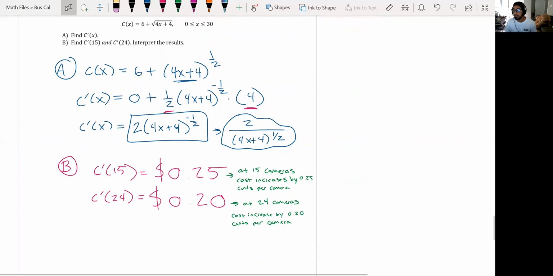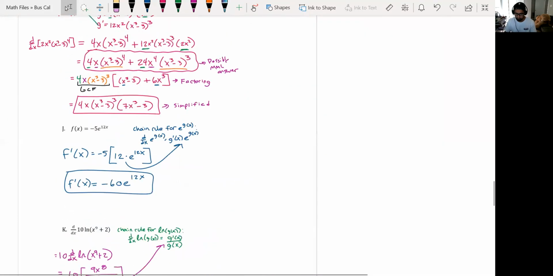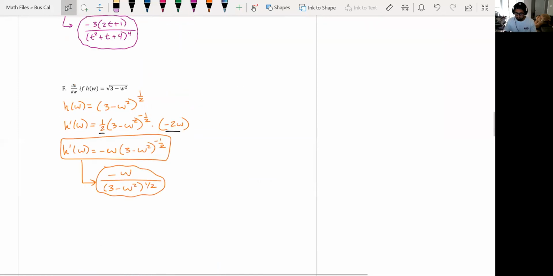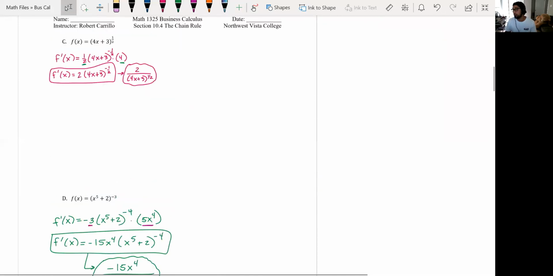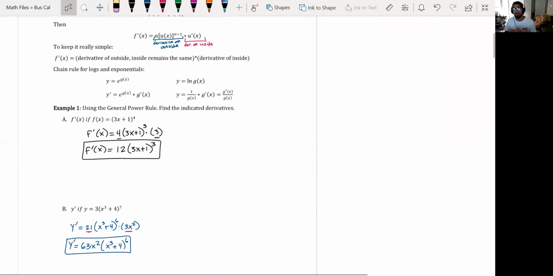And that is chain rule. Just follow the formula, like I said, for product and quotient. For chain rule, follow the formula, keep it simple, derivative of outside times derivative of inside, and then clean up algebraically. That is it. Okay, until next time.